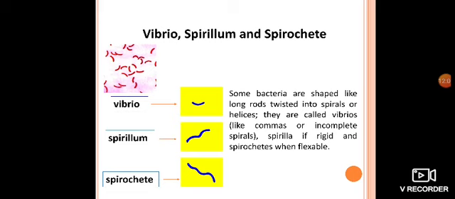Already we considered that on the basis of their coiled structure, we distinguish them. On the left hand side, on the basis of their shape and movement, we distinguish all those Vibrio, Spirillum and Spirochete. Some bacteria are shaped like long rods twisted in a spiral or helical form. Those are called Vibrio. We already discussed the same point in the last slide.